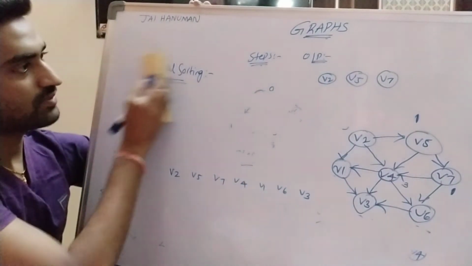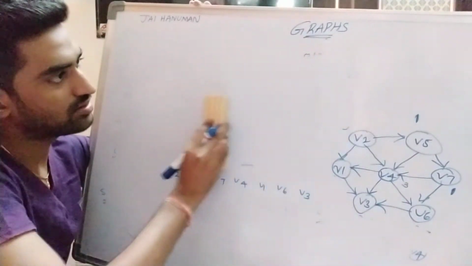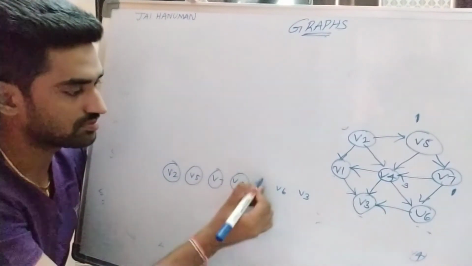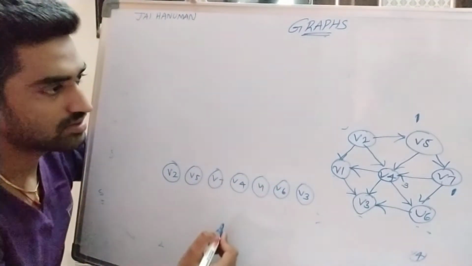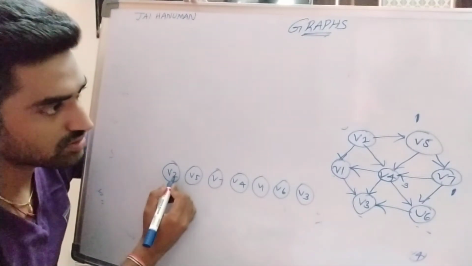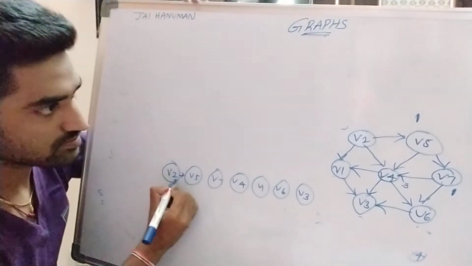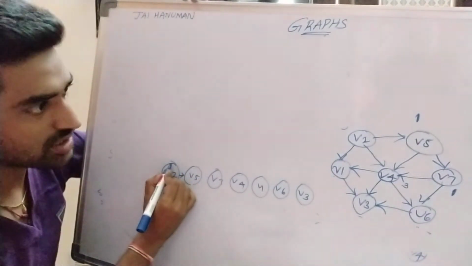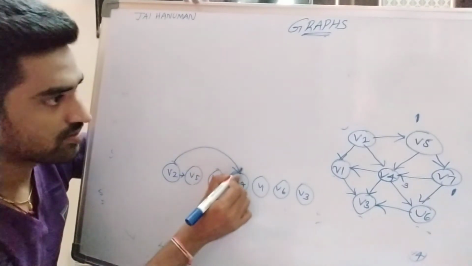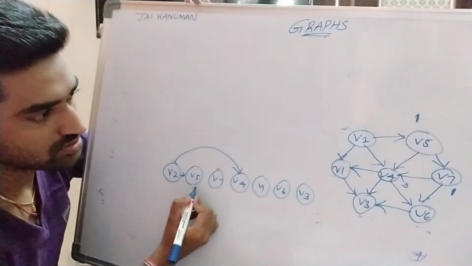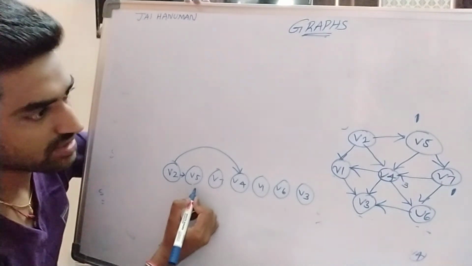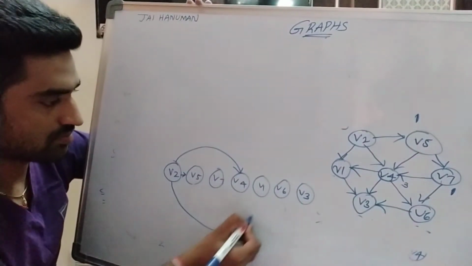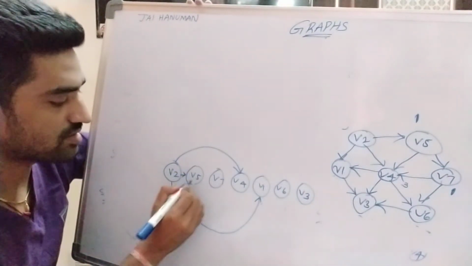So here after finding out the topological order, then we are writing all possible connections in between these nodes, right? So first of all V2 to V5, V2 to V7, V2 to V4, V2 to V1, right? So V2 is completed.